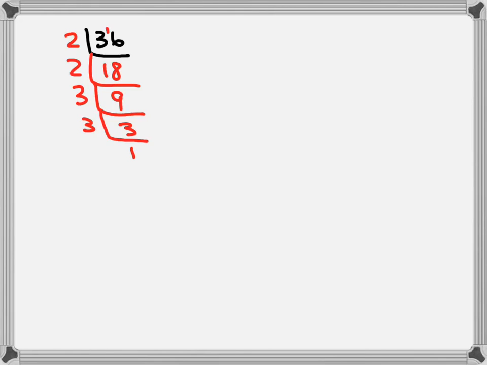So now we can say, fine, the factors of 36 are equal to 2, that's that one there, times 2, that's that one there, times 3, that's that one there, times 3. We don't use the one at the bottom. Those are the factors of 36.